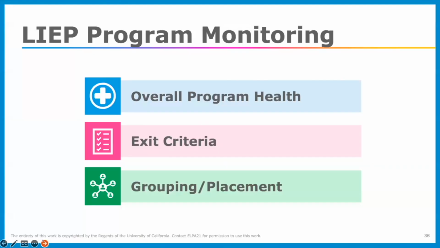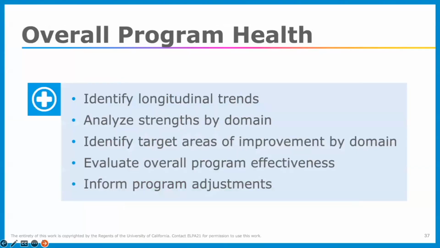When thinking about how to use ELPA21 scores, we're focusing on 3 key areas: overall program health, exit criteria, and grouping and student placement. In terms of overall program health, we can use ELPA21 summative scores to identify trends in student language growth and proficiency across grade levels and across years.